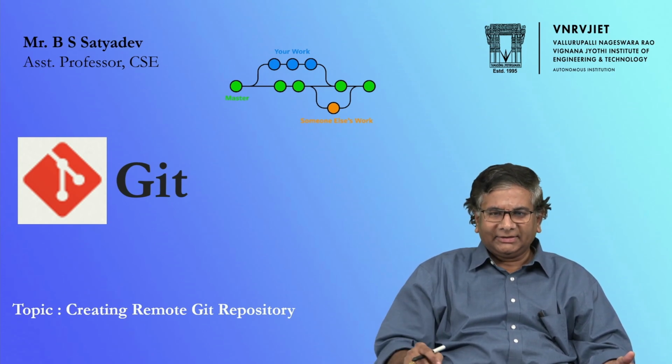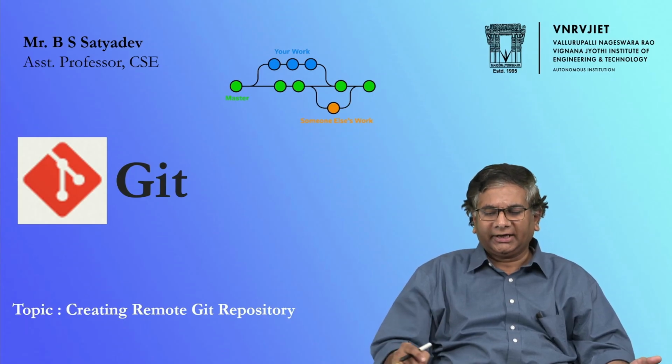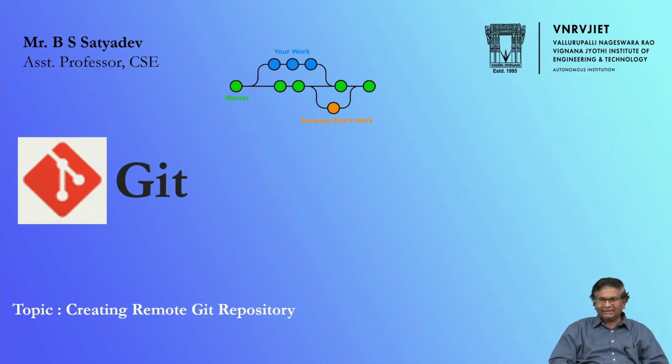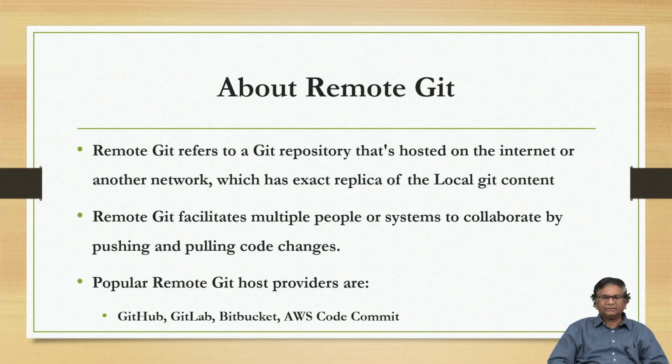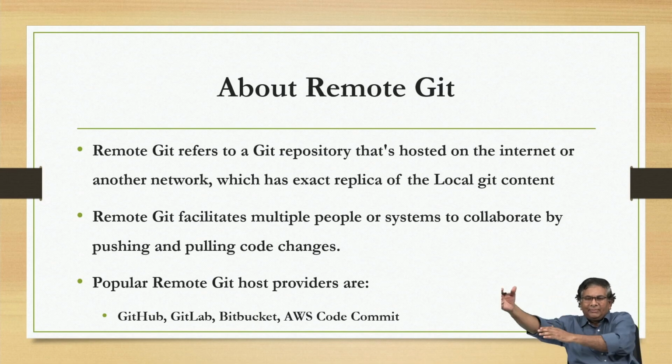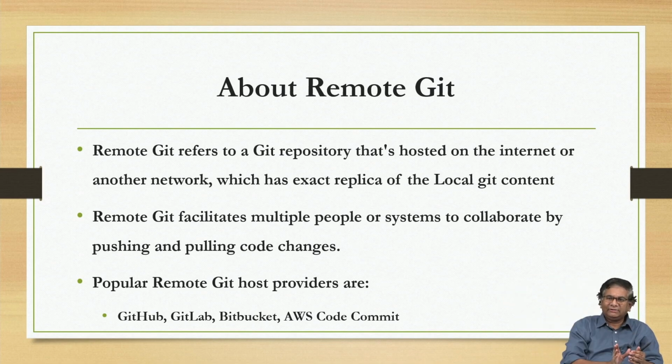Okay, let's get into the presentation. How to create a remote Git repository. So a remote Git repository is nothing but a centralized repository. So let's go ahead. So about remote Git. Remote Git refers to a Git repository that is hosted on the internet or another network which has an exact replica of our local Git content. So as I explained a few seconds before, remote Git is nothing but you have your local Git. There is another machine which contains a copy of your Git which you communicate with. So it's there, but it's remote. It's not local, right? That's pretty much what is remote Git.